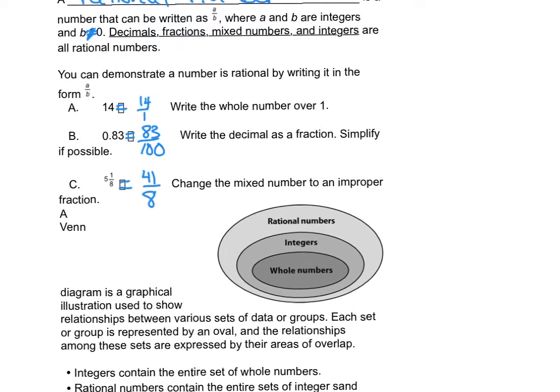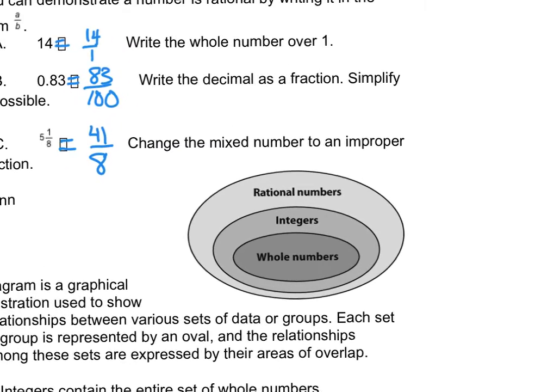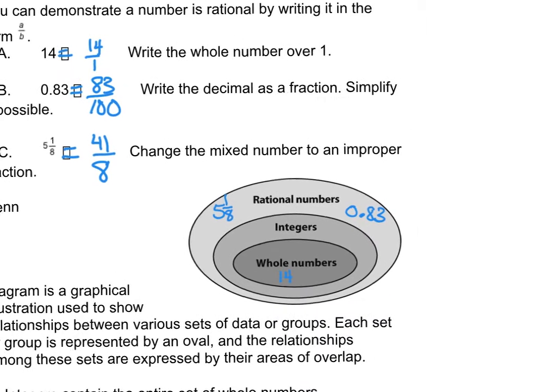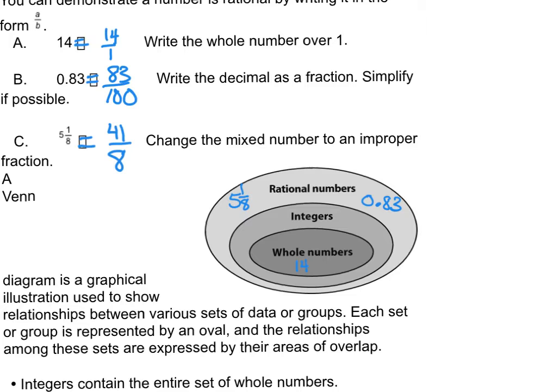So let's put all these numbers that we just did in our Venn diagram here. Where would 14 fall under? Is it a whole number? Is it an integer? Or is it rational? It is a whole number. How about 83 hundredths as a decimal? It's rational. So I'm going to put that as 83 hundredths. What about 5 1/8? It's rational. 14 is also an integer and it's also rational, but most specifically it's a whole number.